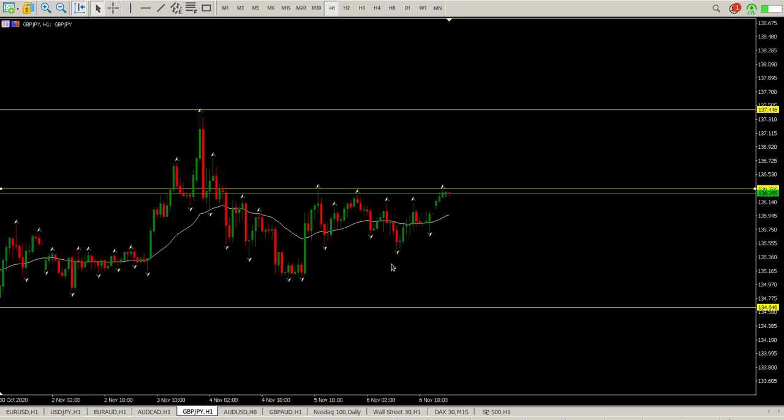We are forming higher lows here. Okay, so just look at the structure here. We are forming higher lows. We haven't formed a genuine higher high yet. Okay, so that is a break of this area here, and that area is 136.328. Okay, so that's kind of what we're looking at the moment.